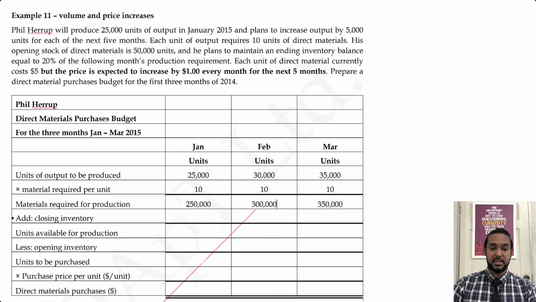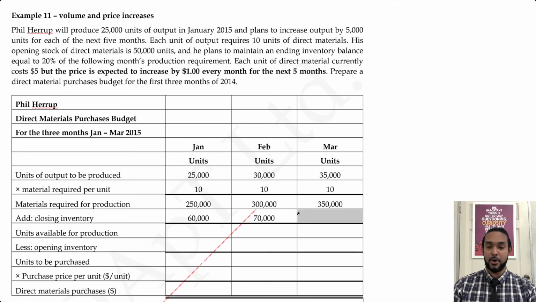Okay. We also need to add closing inventory, again, because we might need a little extra left over for next month in case the deliveries run late or whatever the case is. What is the story with ending inventory? He plans to maintain an ending inventory balance equal to 20% of the following month's production requirement. So the ending inventory for Jan will be 20% of February's production requirement. 20% of 300,000 is 60,000. For February, we need 20% of March's production requirement, and 20% of 350 will give us 70,000.